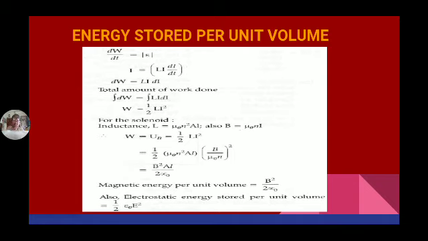But what is the energy stored in 1 unit volume? That is equal to half B square by mu. The total energy stored is divided by the total volume: half Li square by A into L. Here, how we derived it: we substituted the L value, N square mu A by L, and the I value. H is equal to Ni by L, so I is equal to H into L by N. And again H is nothing but B by mu. Substituting all these values, we got half B square by mu, the energy stored per unit volume, in joules per meter cube.